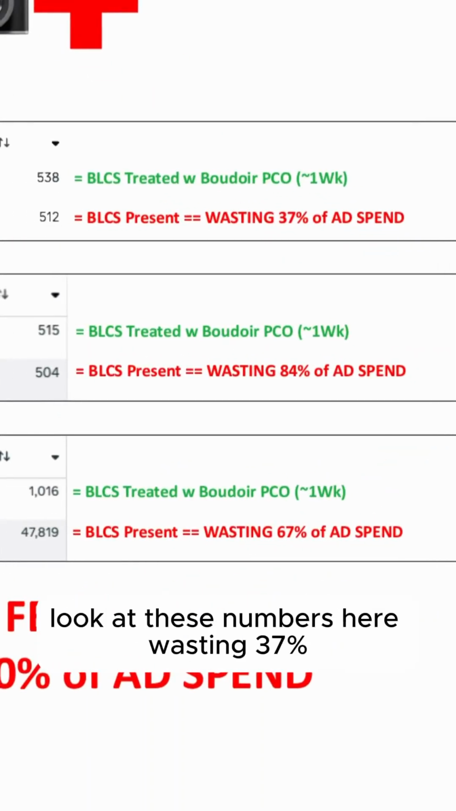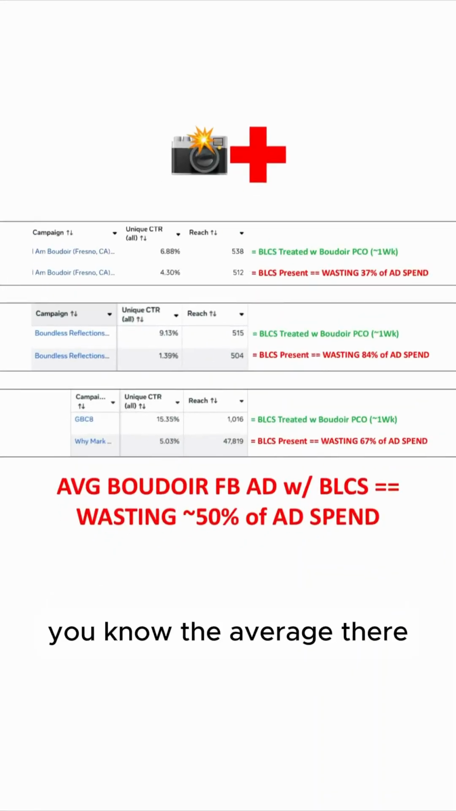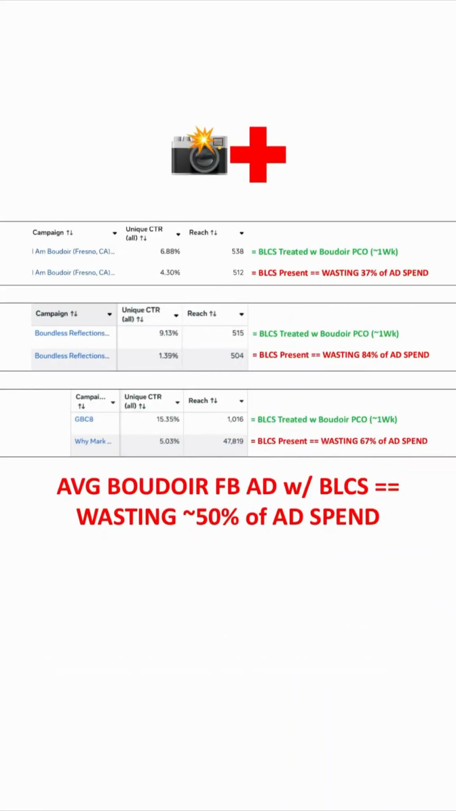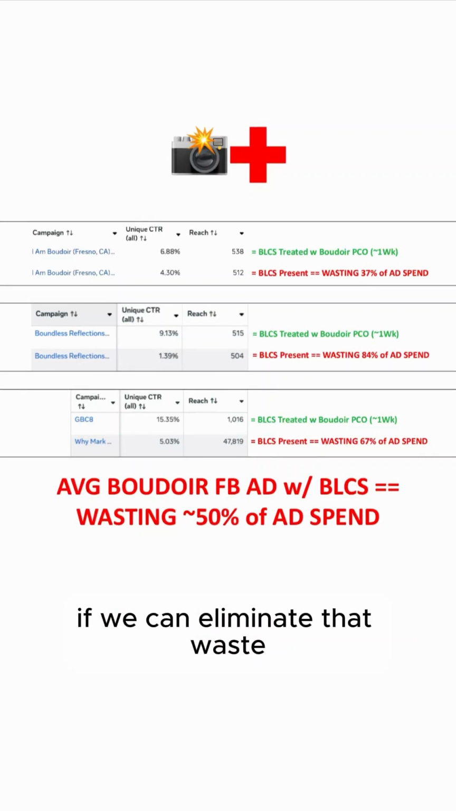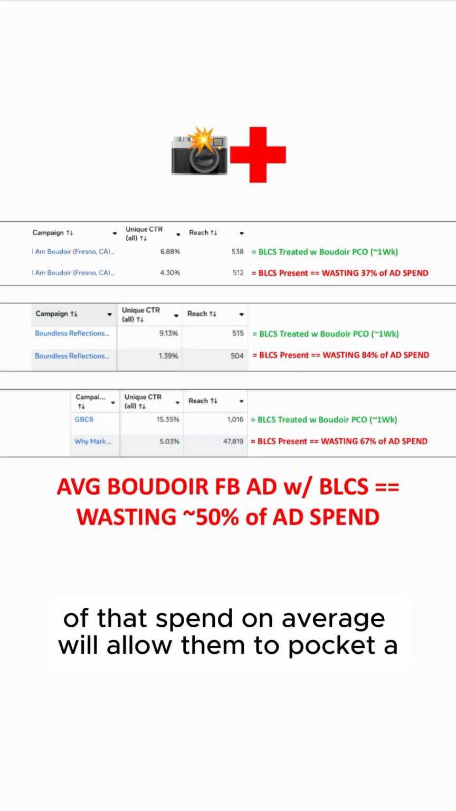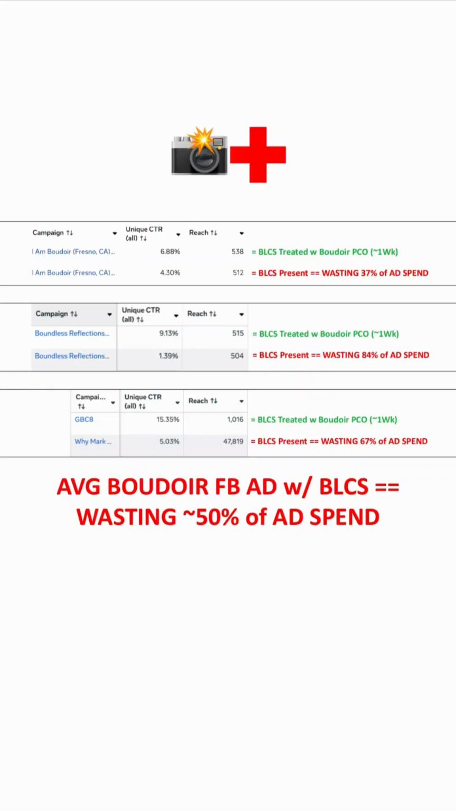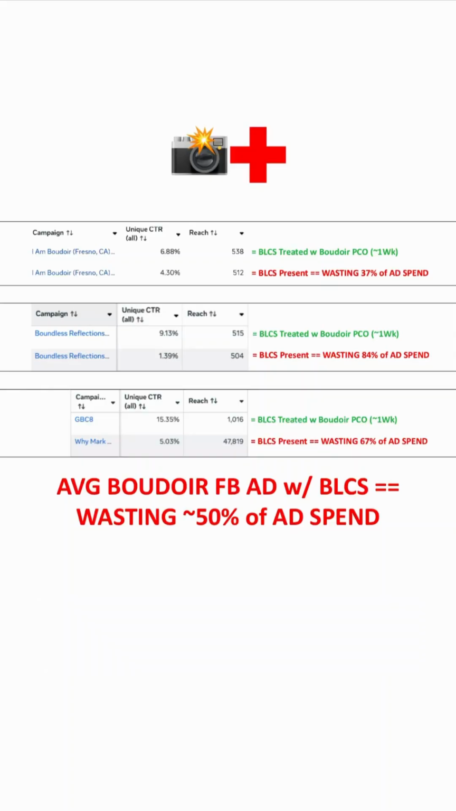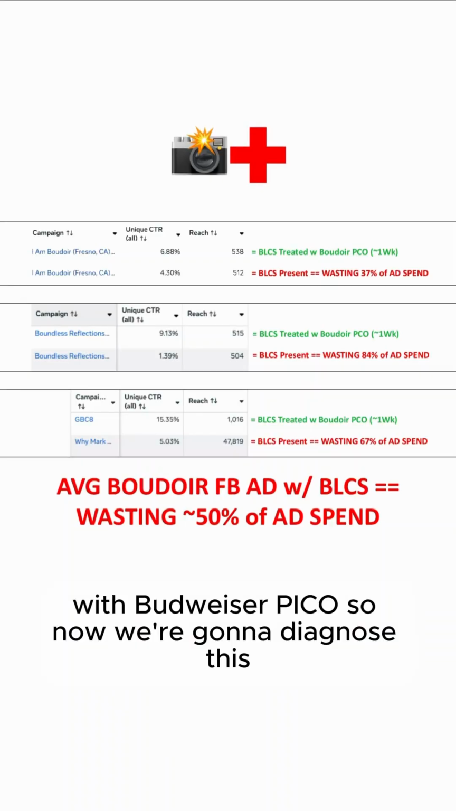So I mean, look at these numbers here: wasting 37%, wasting 84%, wasting 67%. So the average is somewhere between 50 to 60%. So if they're spending 10 grand a month on Boudoir Facebook ads, if we can eliminate that wasted ad spend, on average, we'll allow them to pocket 5K a month in eliminated wasted spend, and that's approximately 60K over the next 12 months. Literally back in their pocket, simply not being wasted, paid to the Zuck with Boudoir Pico.